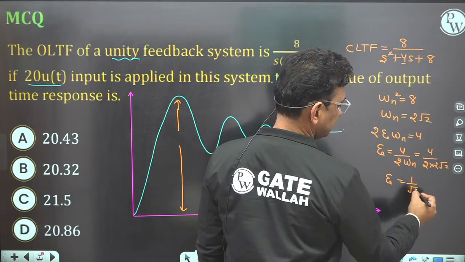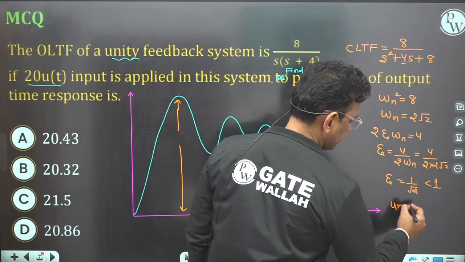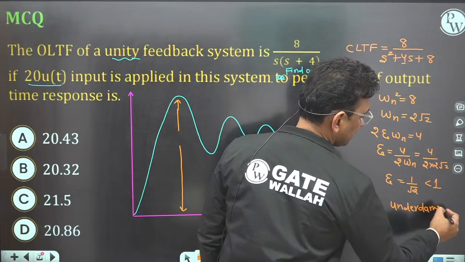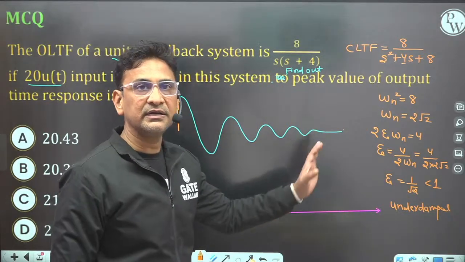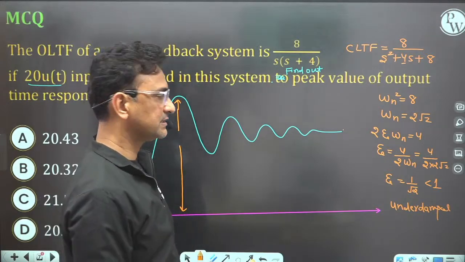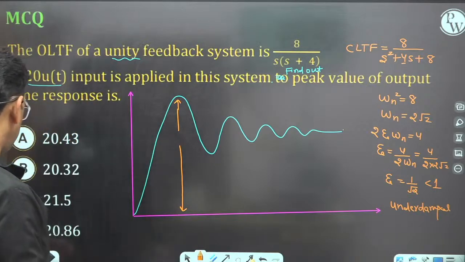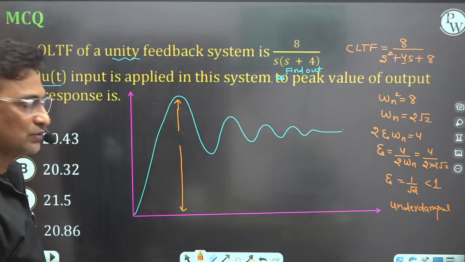1 by root 2 means it is less than 1. So it is an underdamped system. That's why I have drawn the response of an underdamped system only. Now what will be the final output? How to find out the final output? We can find out the final output by applying the final value theorem.